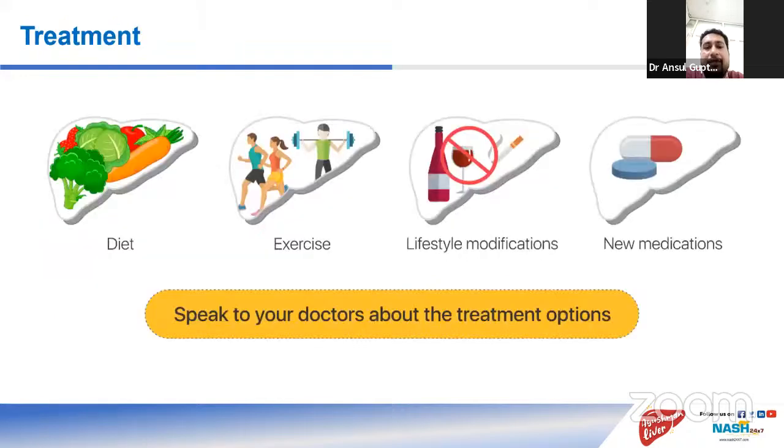So what is the treatment? Coming to the treatment, we'll talk about diet, exercise, lifestyle modifications, and new medications. These are the options which can be done.